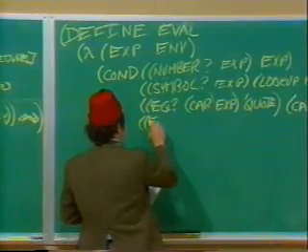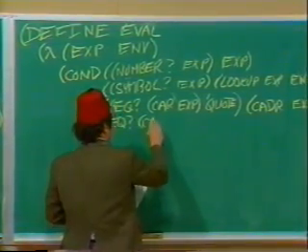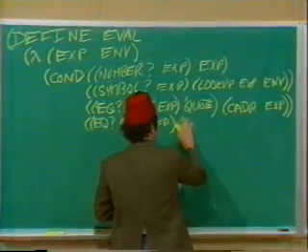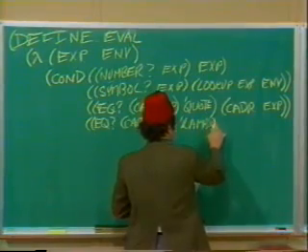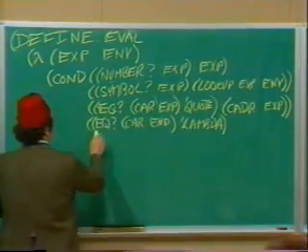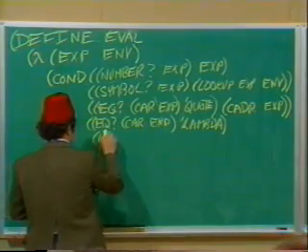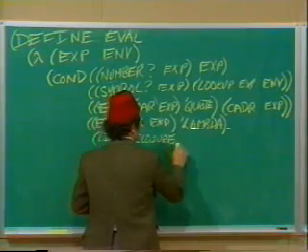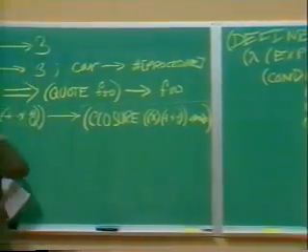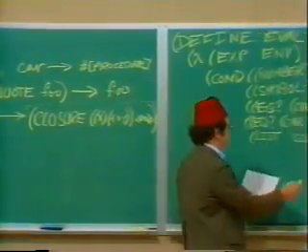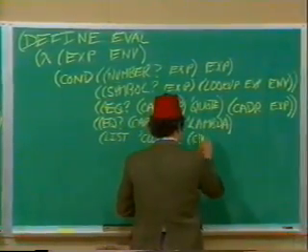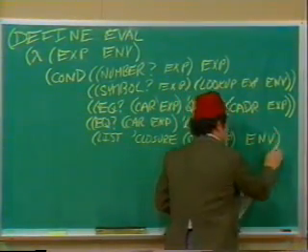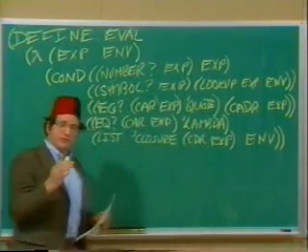So if the car of the expression is quote lambda, then what I'm going to put here is I'm going to make a list of closure, the cdr of the procedure description, which is everything except the lambda, and the current environment. This implements the rule for environments in the environment model.